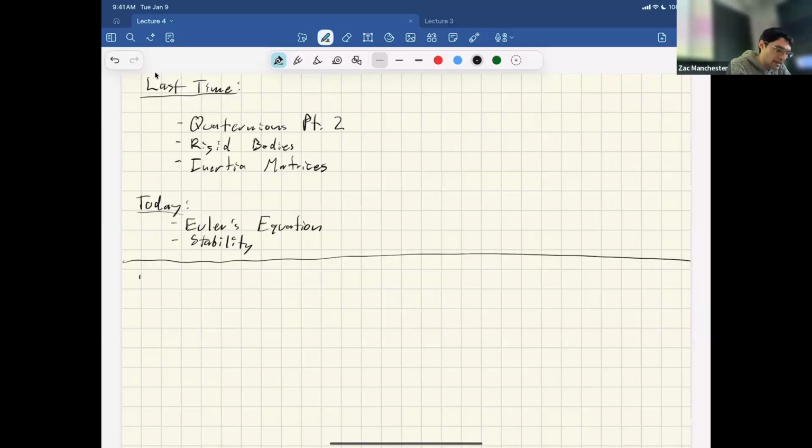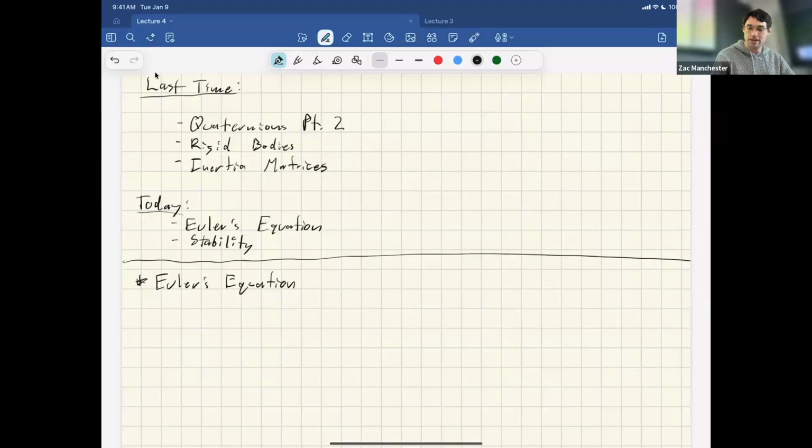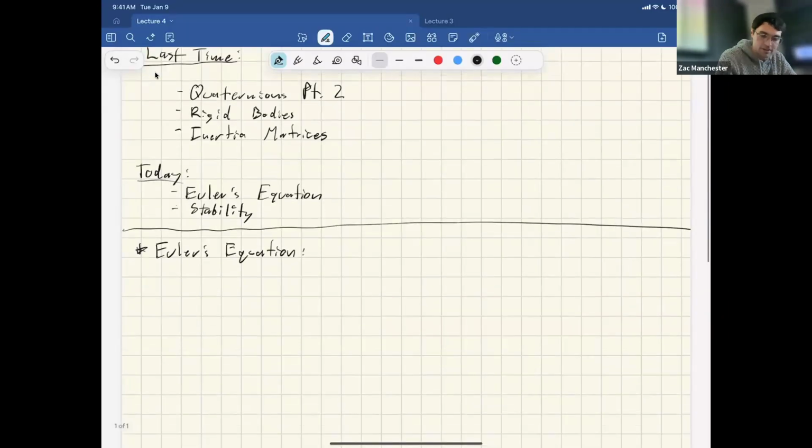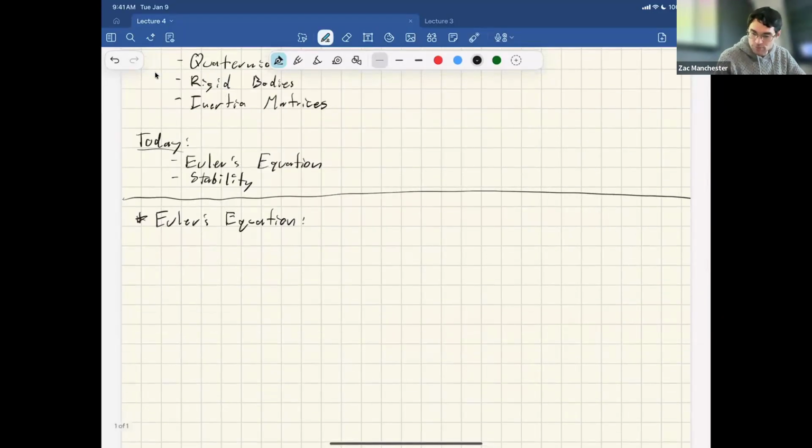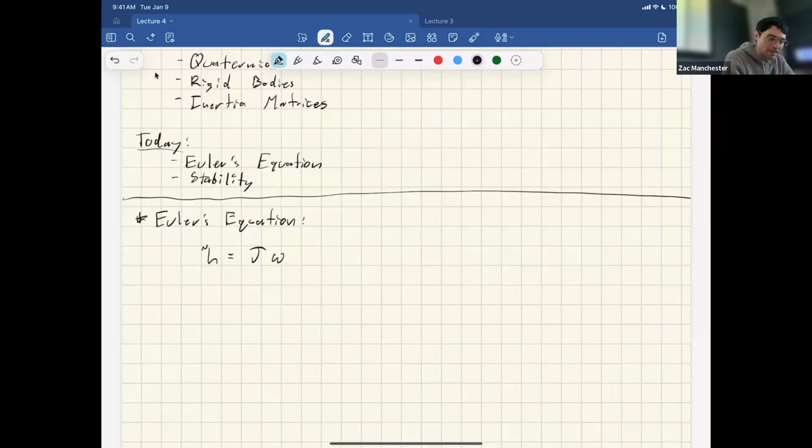So first thing today, Euler's equation. Has anyone not seen this before? I think everyone's actually seen this before, right? Okay. So we're going to derive it, because we're going to use some stuff with this. The first thing to say is this is basically just a statement of conservation of angular momentum. In an inertial frame, this is the angular momentum. And unless you have any torques on the thing, it's a constant, right?